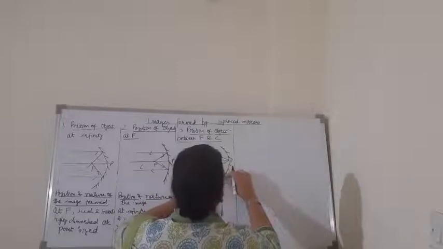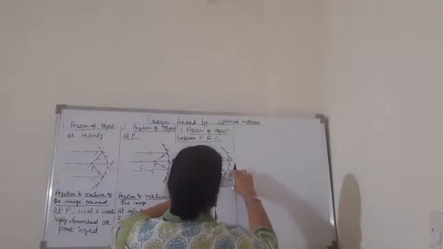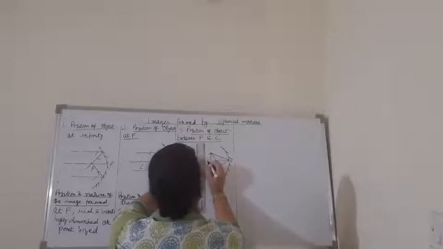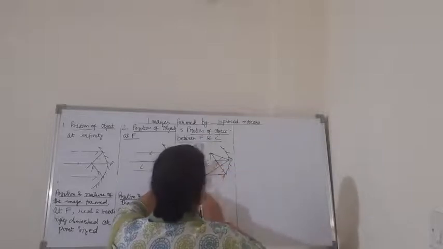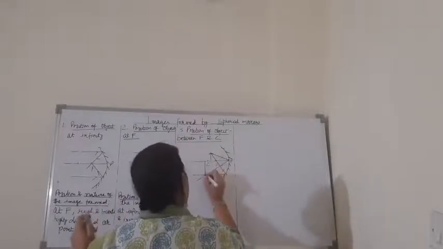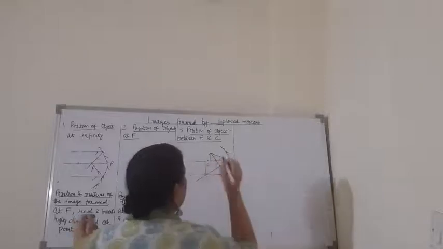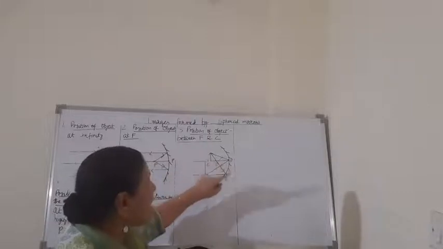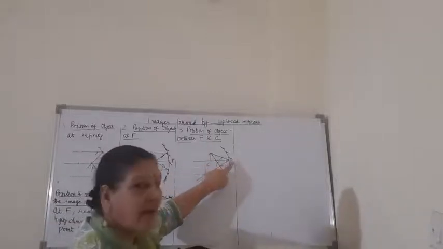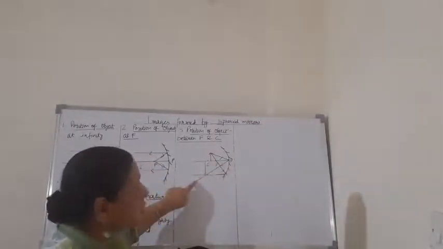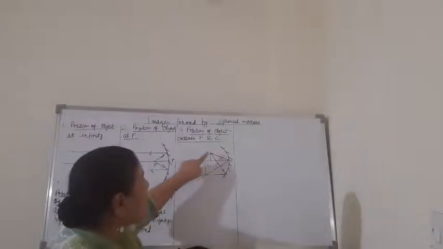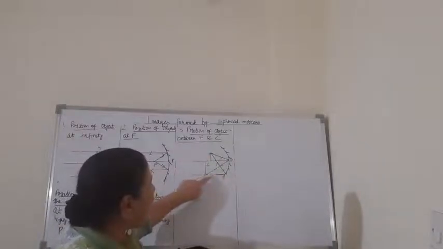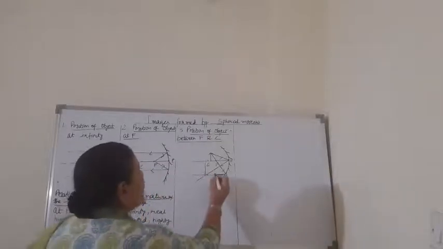So where do they intersect? They intersect here beyond C, and the object is placed between C and F. So when the object is between C and F, I have taken one ray which strikes the mirror at P. After reflection it goes making the same angle of reflection as the angle of incidence. The other ray I have taken goes through F and after reflection becomes parallel to the principal axis.